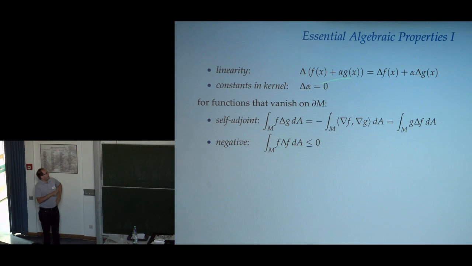The other property that's related to this is if I integrate up f times Laplacian of f, I'm always going to get something negative. Why is that? Yeah, that's right. If I look at this equation above, where f and g are equal, then I get that this integral is equal to negative the Dirichlet energy. And the Dirichlet energy is always positive, or at least non-negative. So this thing always has to be non-positive.